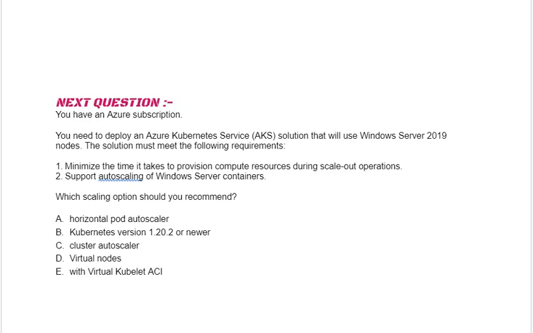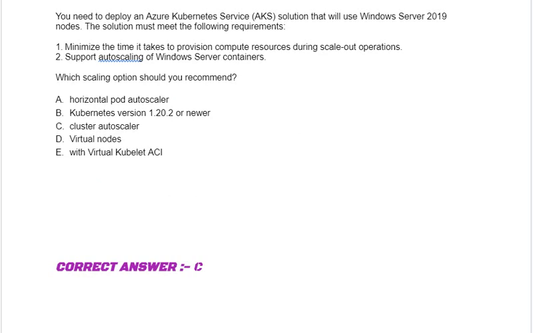Option A, Horizontal Pod Autoscaler. Option B, Kubernetes version 1.20.2 or newer. Option C, Cluster Autoscaler. Option D, Virtual Nodes. Option E, the Virtual Kubernetes ACI. Correct answer is option C.